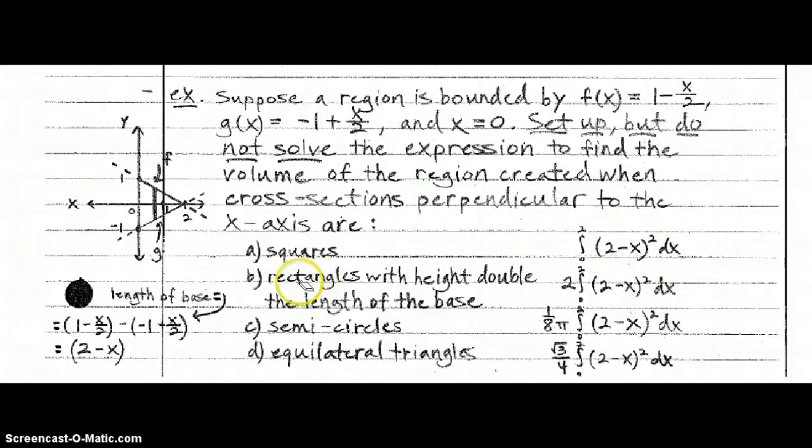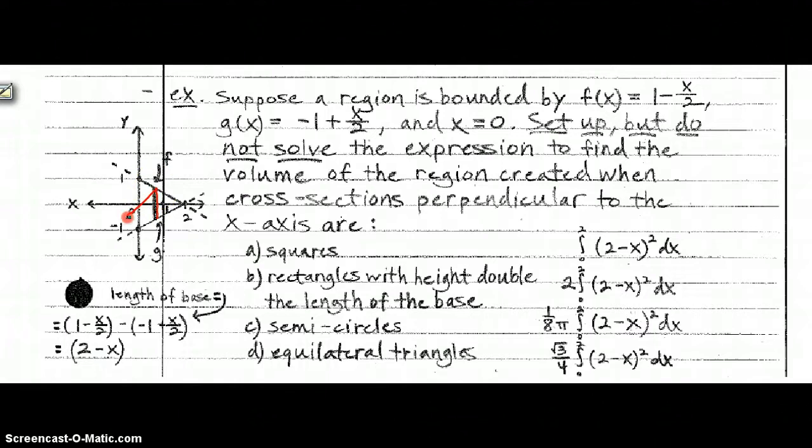What about rectangles? Well, with rectangles, it would have to tell you in the problem what the height is. So it's always going to be some multiple of the base. In this case, rectangles with a height double the length of the base. So my region here is the same, as is my base. My base is still top function minus bottom function. So if I was going to take a rectangle and draw it in there, my base is still here, but my height is double that.